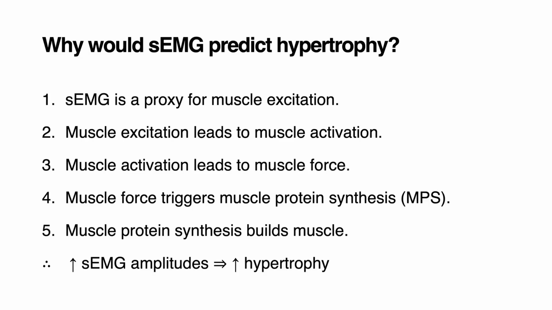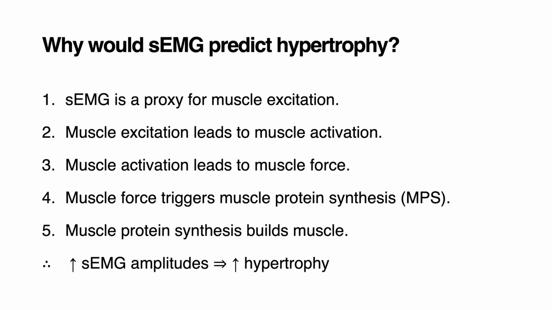Then muscle excitation would lead to muscle activation. So while excitation is the action potential that travels across a muscle fiber, activation is when calcium binds to troponin so that the actin and myosin filaments can bind and create a cross bridge. The third is that muscle activation leads to muscle force via cross bridging.